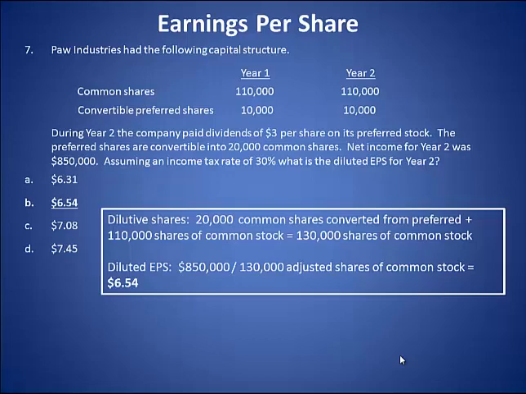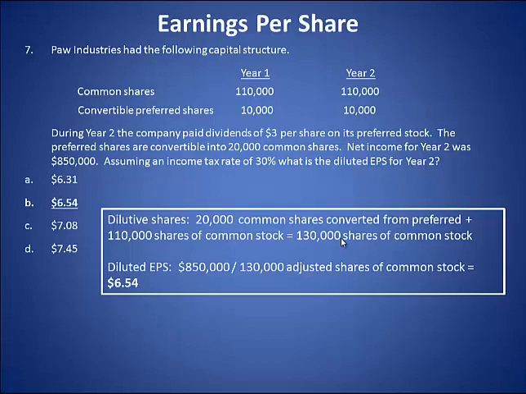In this case, we know that there are 20,000 shares that are going to come from the conversion of our 10,000 convertible preferred shares. Here you see the preferred shares are convertible into 20,000 common shares. So it's the 20,000 common shares from the conversion plus 110,000 shares of common stock. That means we're going to have 130,000 shares of common stock.